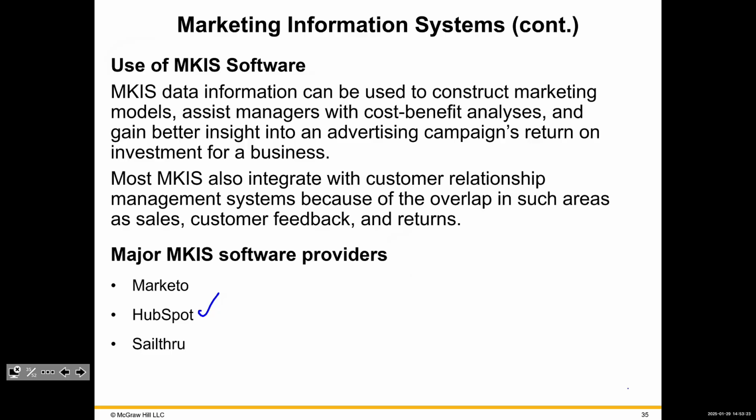The others I haven't really dealt with. Anybody deal with any of those? Yeah, so that was the only one, and Google Analytics was the one I dealt with the most.